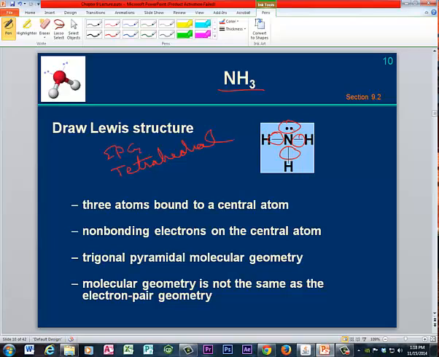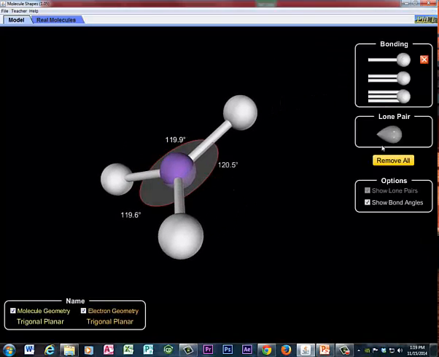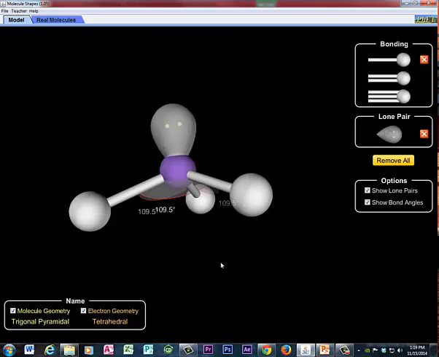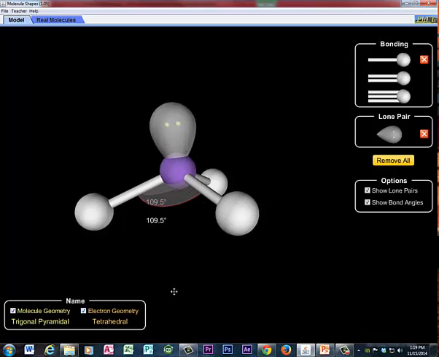But we have a non-bonding pair of electrons, and that means that the molecular geometry and the electron pair geometry will be different from each other. Here's our central atom nitrogen. We're going to put 3 bonds to hydrogen on it and a non-bonding pair of electrons. Now what we see with our electron pair geometry, 1, 2, 3, 4 things, is that it's tetrahedral. So anytime you have 4 electron domains around the central atom, you have tetrahedral electron pair geometry.